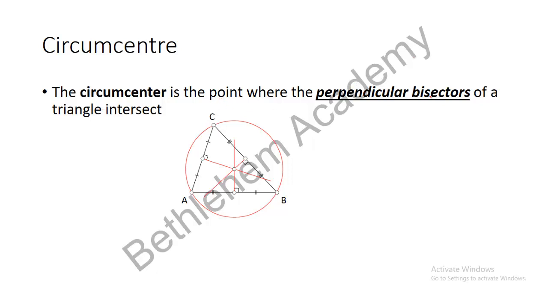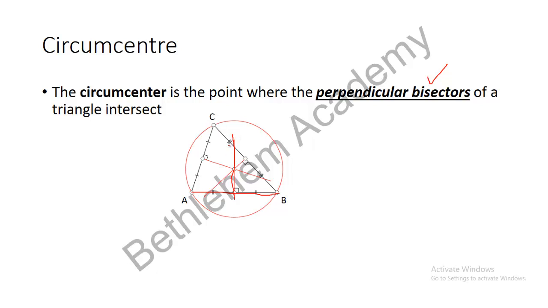So perpendicular bisectors of a triangle. What is a perpendicular bisector? For every triangle we will have three sides. Each side will have one perpendicular bisector, that is a line which is perpendicular to the side and also bisects the side. That means it passes through the midpoint and it divides the line into two equal parts. Such a line is called a perpendicular bisector.